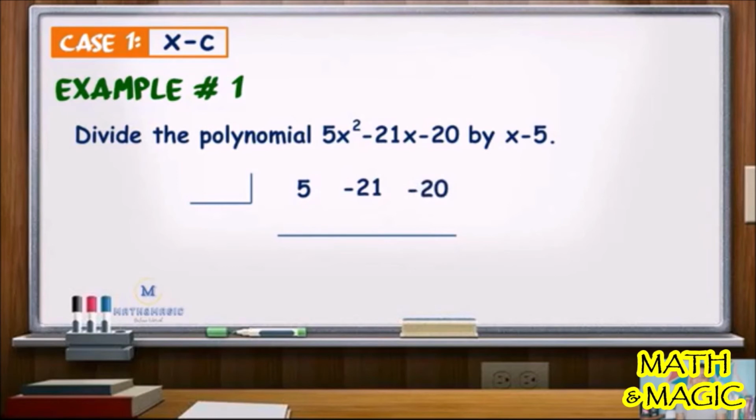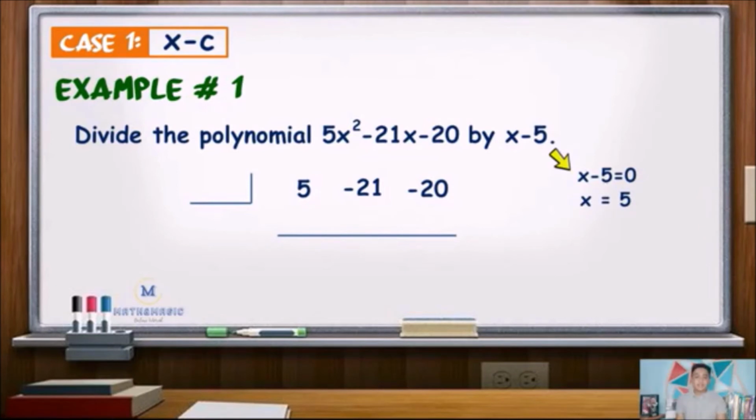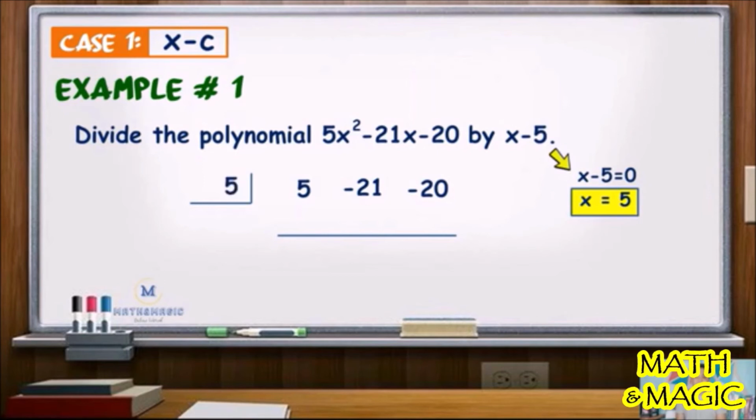Then for our divisor, x minus 5, we will equate that expression to 0. So, transposing negative 5 to the right side, the value of x is equal to 5. That number 5 is written first on the left part, like a box. Okay, positive 5. Now this will serve as the multiplier later.